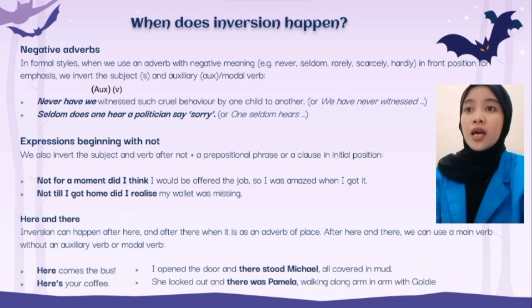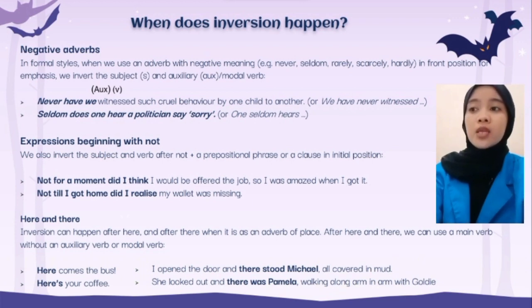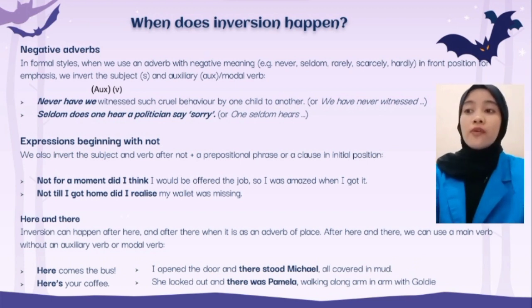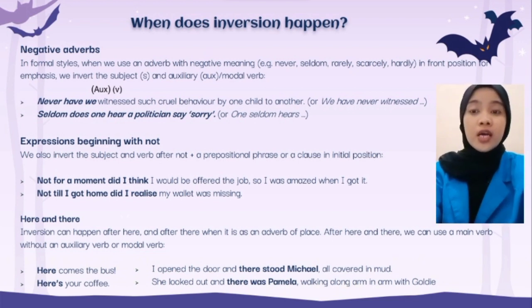The second is that inversion can happen in expressions beginning with not. We also invert the subject and the verb after not, plus a prepositional phrase or clause in an initial position. For example, not for a moment did I think I would be offered the job, so I was amazed when I got it. The second is: not till I got home did I realize my wallet was missing.